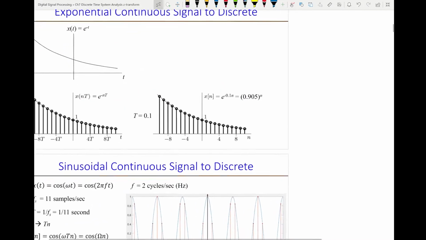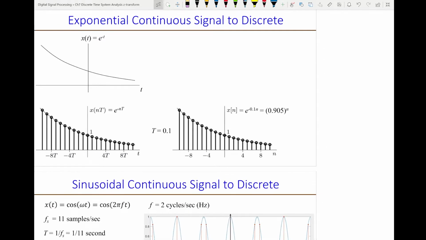Let's take this example. So we have a continuous signal that is just pure exponential, and we want to convert it to a discrete signal, something like this. The first step is you have to decide the sampling interval. How often do you take samples? Do you take it every 1 millisecond or every second? This will be determined by the sampling theorem.